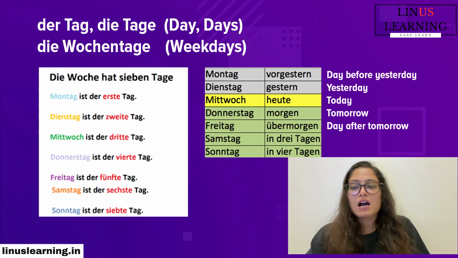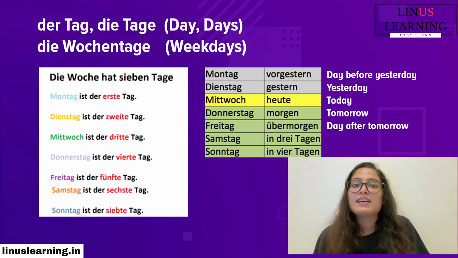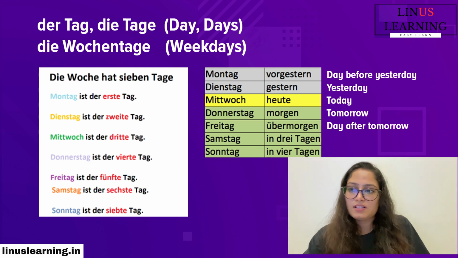So let's see. Here it's written: Die Woche hat 7 Tage. That means the week has 7 days. Every week has 7 days. So now what are these days? Die Woche hat 7 Tage. So the week has 7 days. Let's see what these days are.